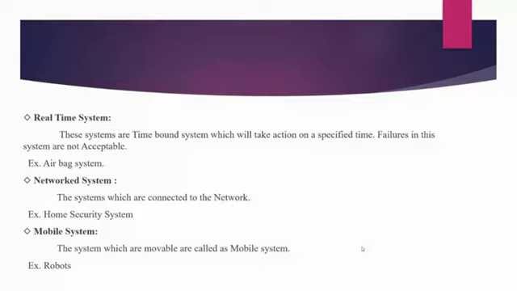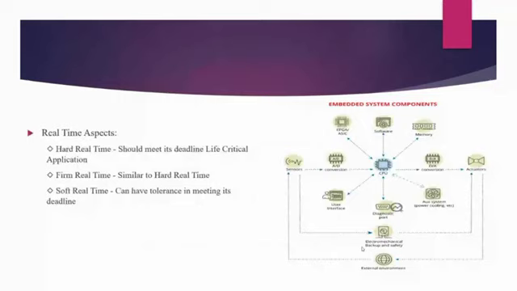Example, home security system. Coming to the mobile system, the systems which are movable are called mobile systems, for example, robots. Real-time: an embedded system has real-time aspects. It has hard real-time, firm real-time, and soft real-time. Coming to the hard real-time, it should meet its deadline, as in life-critical applications.